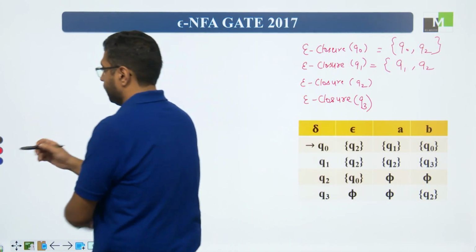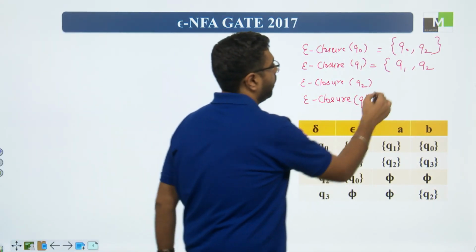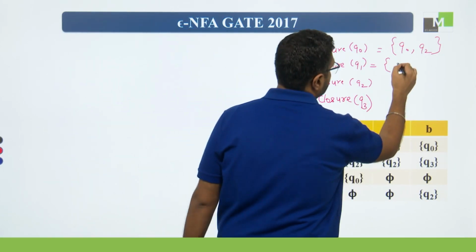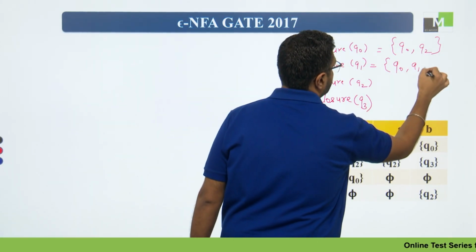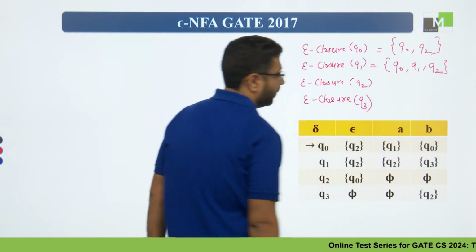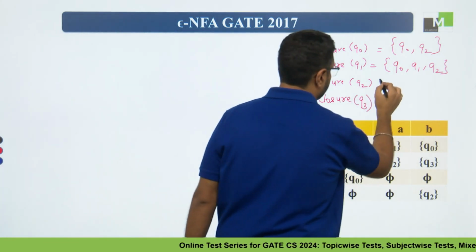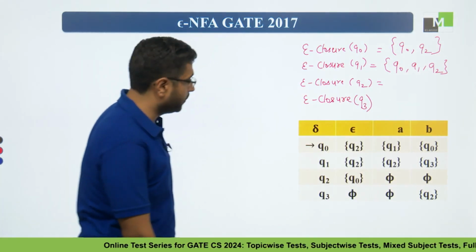So let me write them in the increasing order so that we do not make any mistake. Therefore it is Q naught, Q1 as well as Q2. All right. Now, what is the epsilon closure of Q2?